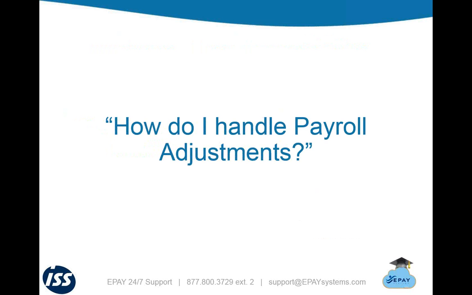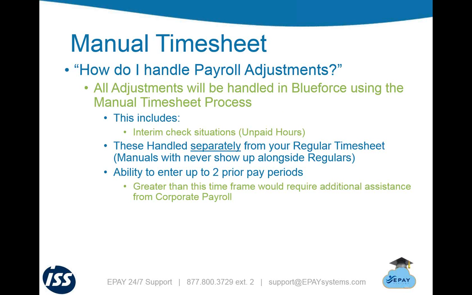So the question now becomes, what do I do or how do I handle those payroll adjustments? As I mentioned, payroll adjustments are going to be handled on a manual timesheet, and this is done in Blueforce. I'll show you here a little bit. There is a regular timesheet that you're used to on a daily and weekly basis, but there is also a separate timesheet called a manual timesheet, which you'll go in there and do your adjustments for. All adjustments will be handled in Blueforce using the manual timesheet process. This basically includes those interim check situations for unpaid hours. These are handled separately from your regular timesheet.